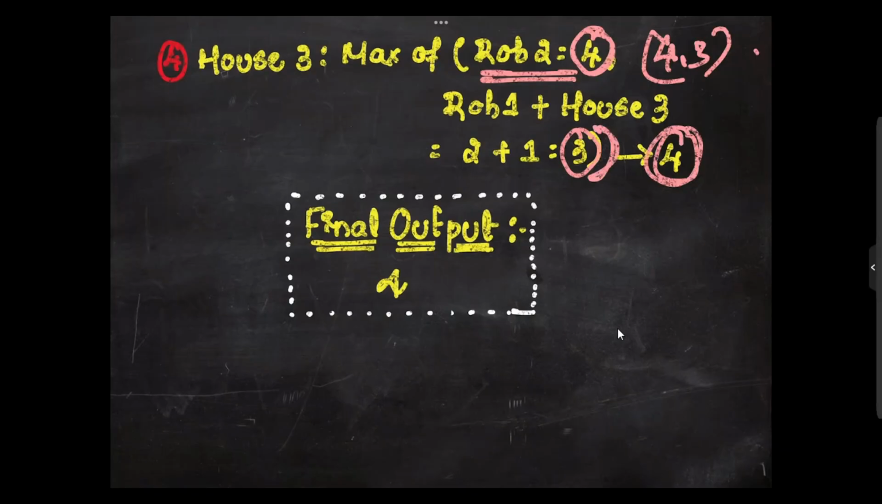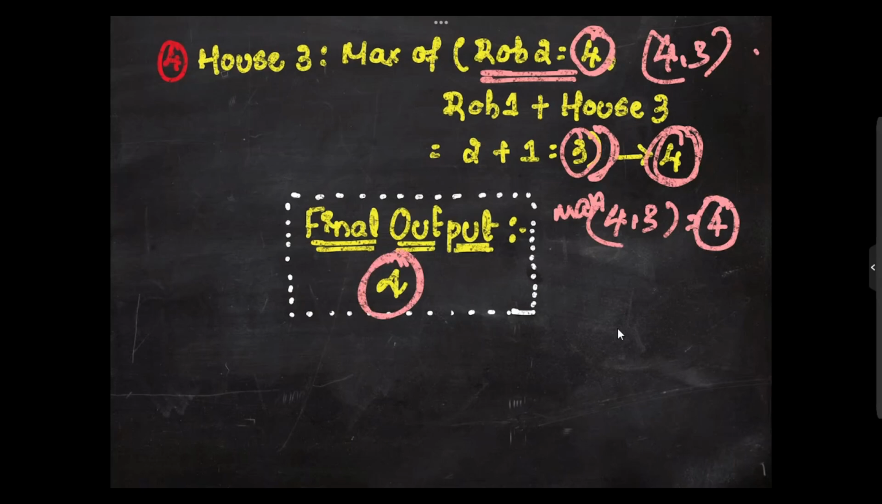So this should be in brackets here. Maximum of 4 comma 3 we have to consider. So in this case max of 4 comma 3 is 4. So that's what we need to consider. So finally we got the output 4 here. So we will return the output 4 itself, right?